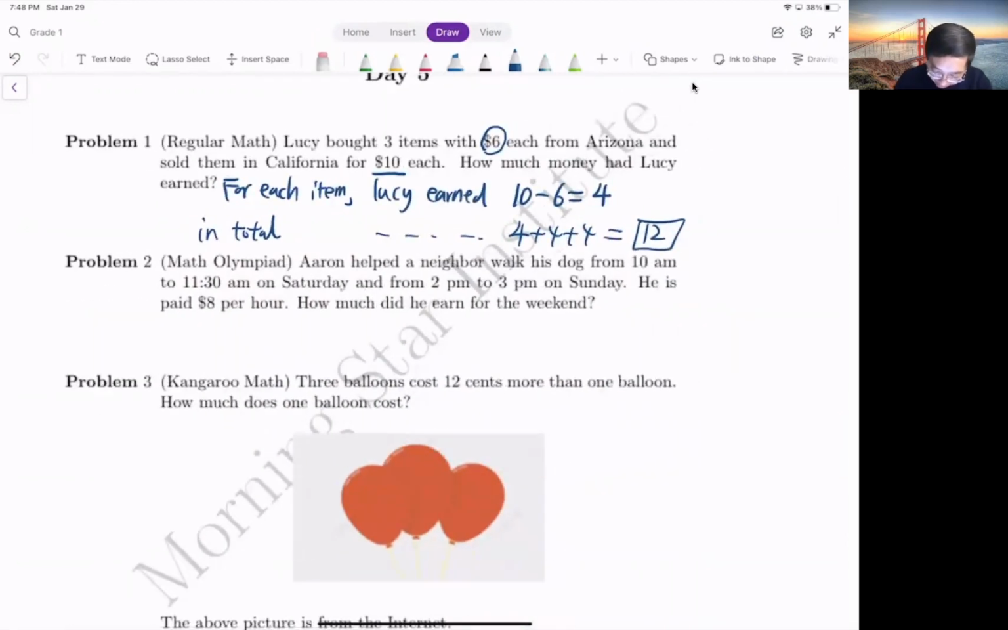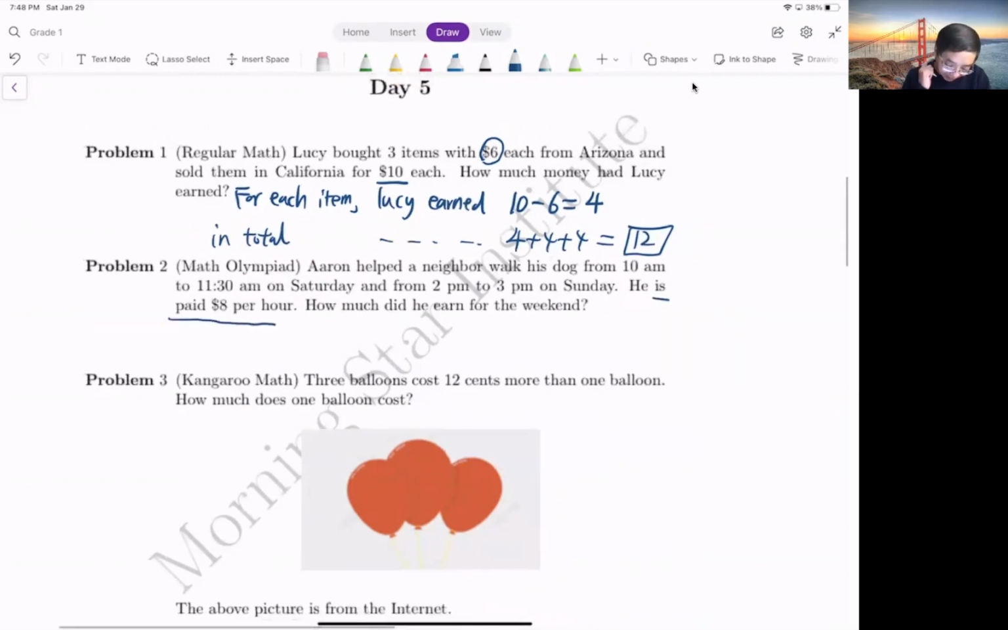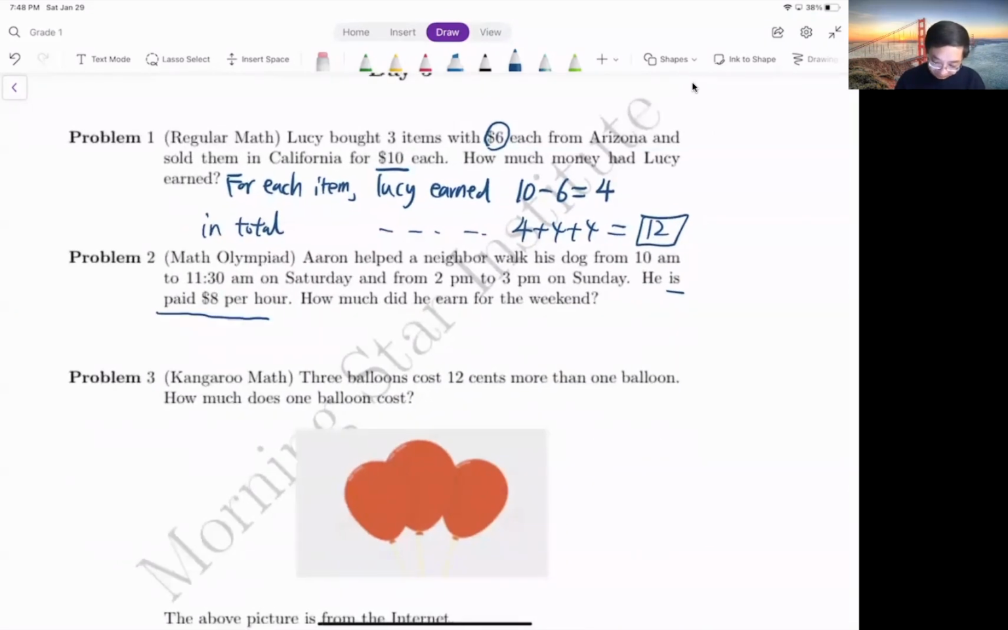Alan helped a neighbor walk his dog from 10 a.m. to 11:30 a.m. on Saturday, and from 2 to 3 p.m. on Sunday, and he is paid, right? So he's paid $8 per hour. The question is, how much did he earn for the weekend? How much did he earn for the weekend? Okay.